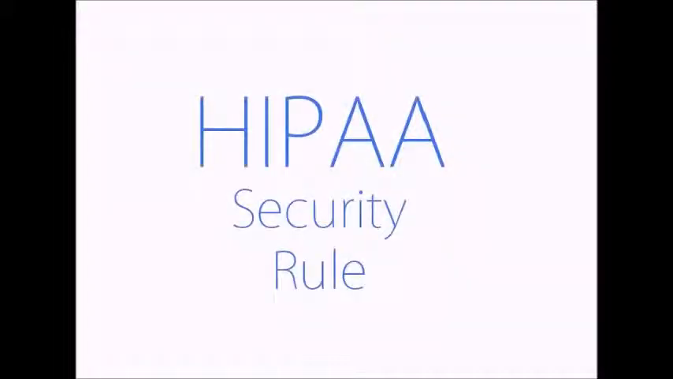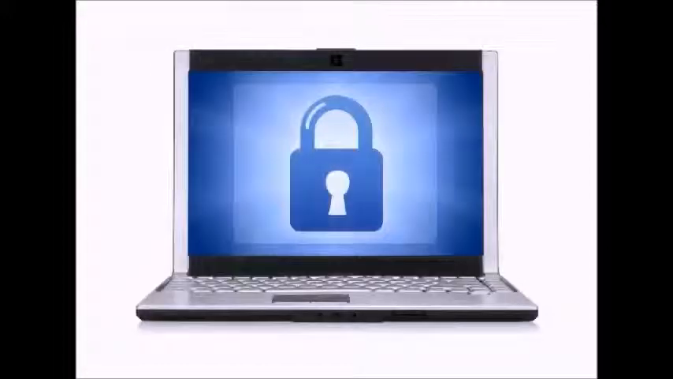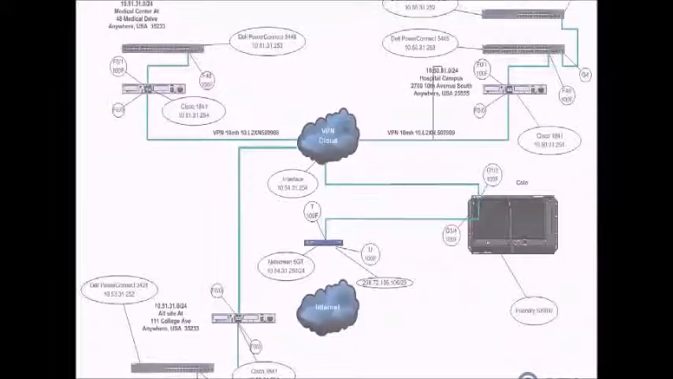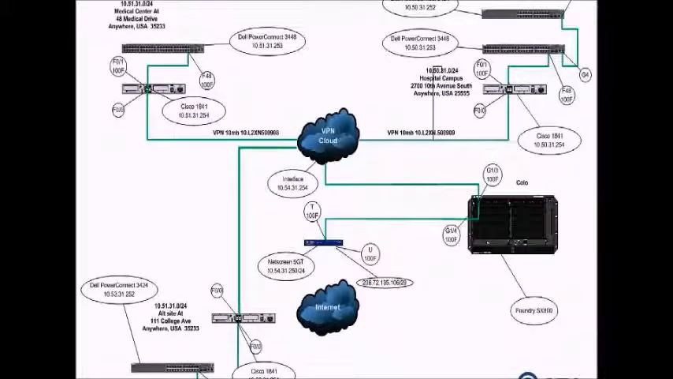The HIPAA security rule, on the other hand, provides guidance on how electronic PHI data should be secured when it is created, stored, or transmitted. Just like the privacy rule, the security rule applies to both the providers who may be creating the data as well as to their business partners who may be carrying out some of the functions for them, like managing their networks or providing billing functions.